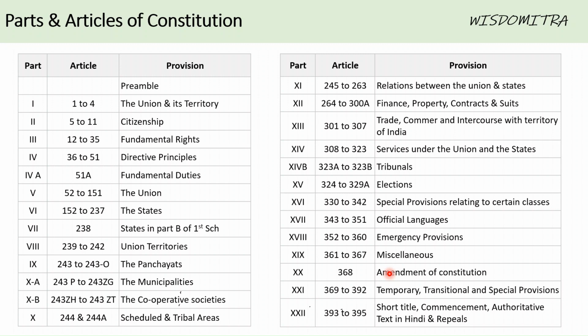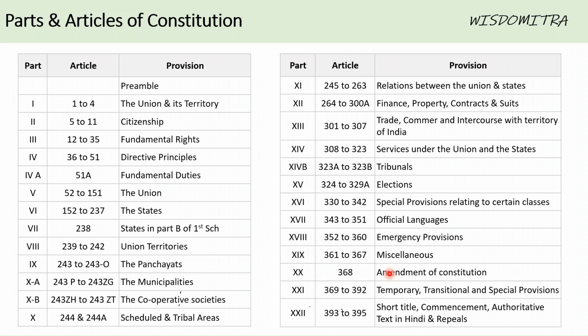Again, part 15, that is 324 to 329 in elections. This again is a very important bunch of articles, and they are usually asked in multiple competitive exams. So, for example, 324 is about election commission. 326 is about universal adult franchise. So these are really important articles.